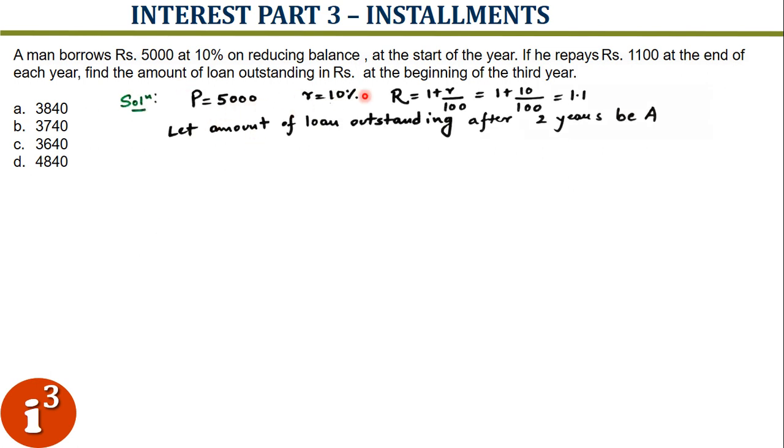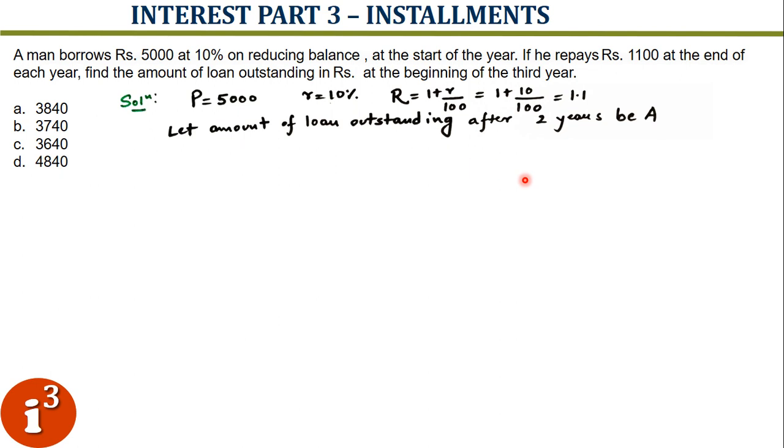So here your principal is rupees 5,000. In that, the bank charges you 10% per annum. So 10% means, again you know that the multiplying factor is 1 plus R by 100. 10% means 1.1. You increase anything by 10% means you multiply it with 1.1. So let A be the amount of loan outstanding after 2 years. This is what you need to find out. You have borrowed this much at 10% per annum.